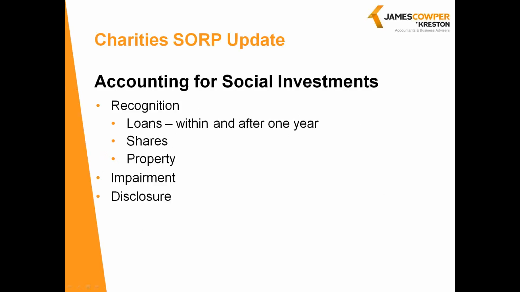So, accounting for social investments. Social investments can take many different forms, and we've listed out some of the main types there: loans, shares and property. Loans, you would account for originally at cost, or the amount of the loan, and then subsequently account for the repayments as they fall due or as they occur. If the loan is greater than 1 year and is not held at a market rate of interest, you would discount the loan back to the present value.